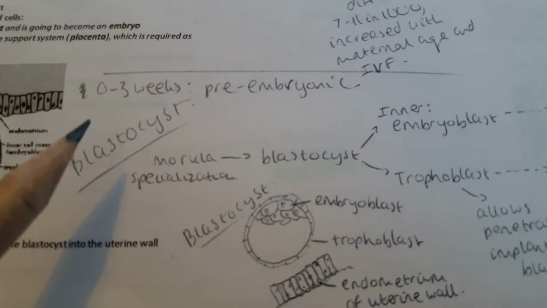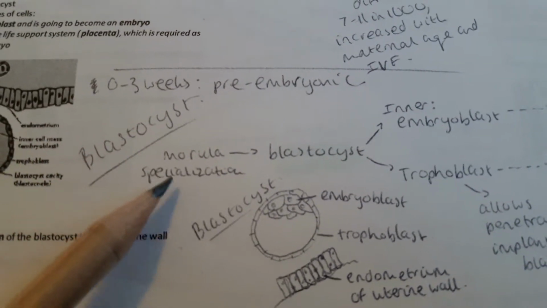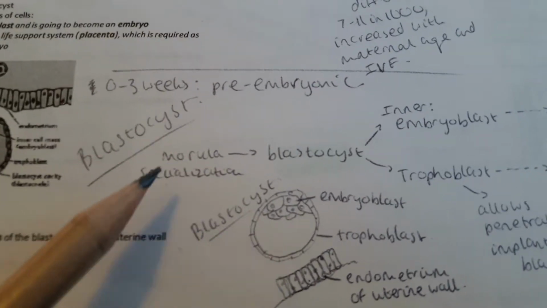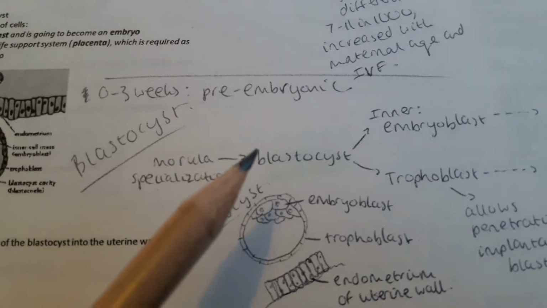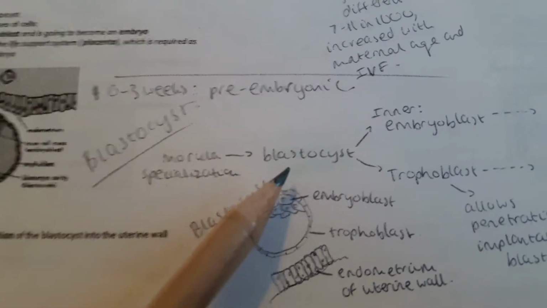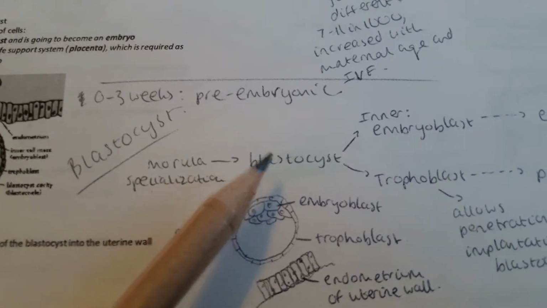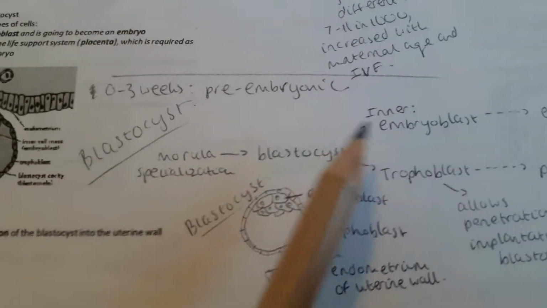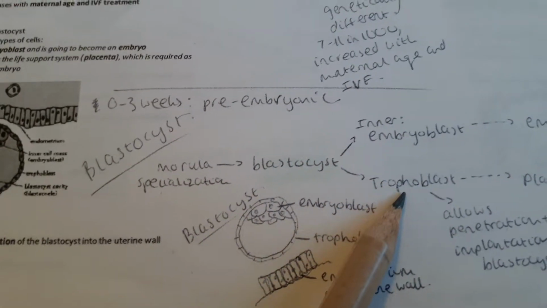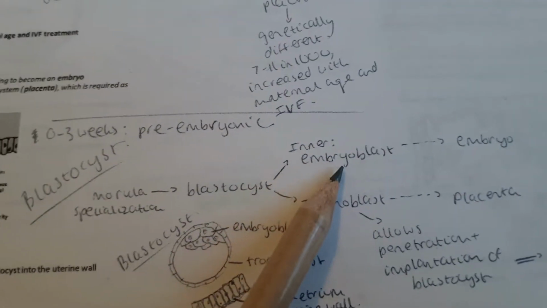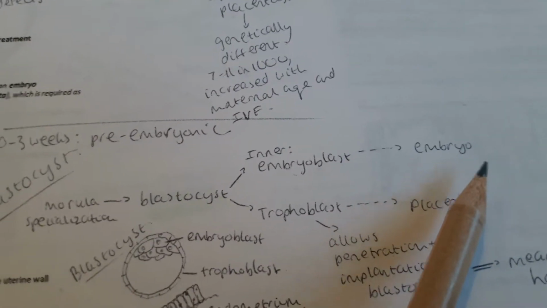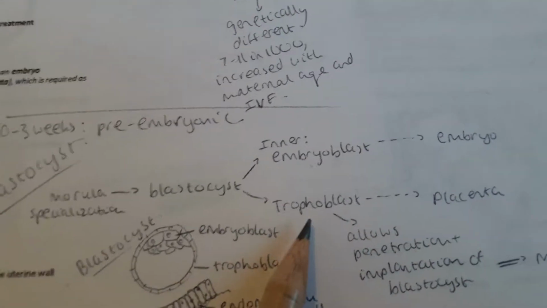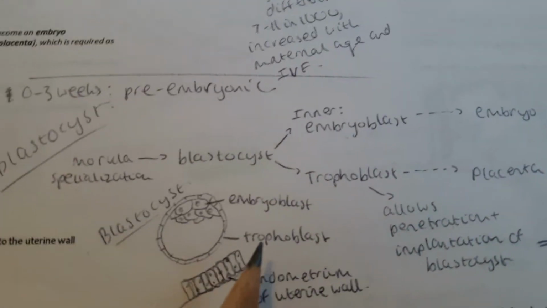But what happens essentially is that the morula, which is when the zygote has cells large enough to make a separate individual, differentiates to form the blastocyst. And this is the first specialization and results in two types of cells. The inner cell mass is the embryoblast, and that is going to become the embryo. The trophoblast is the outer layer, shown here.